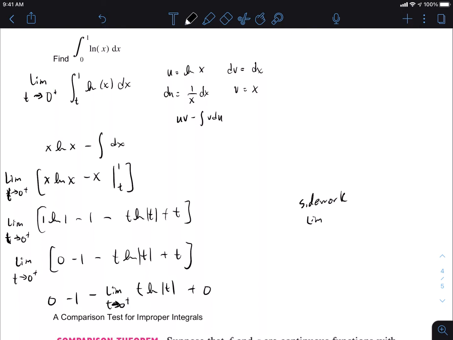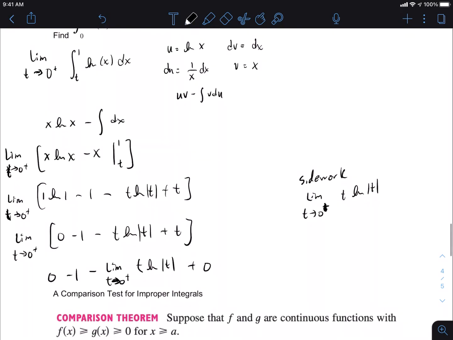The limit as t goes to 0 from the right of t ln of t, I see that I'm going to get 0 times negative infinity. Agreed? Agreed. Okay, we can't have that, so I'm going to manipulate it to be in an indeterminate form. I'm just going to write ln of t over 1 over t, being lazy. Do you guys agree that that is equivalent? Agreed. Yes. Okay, cool.